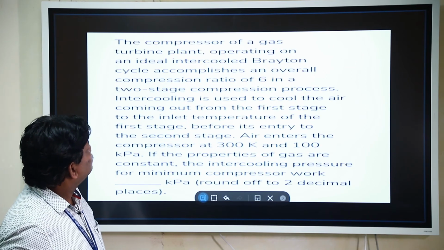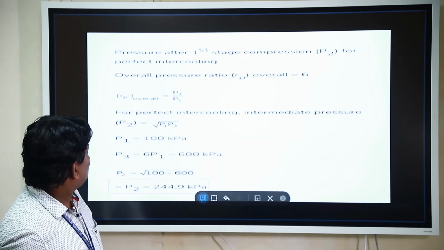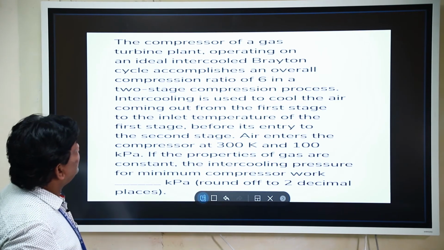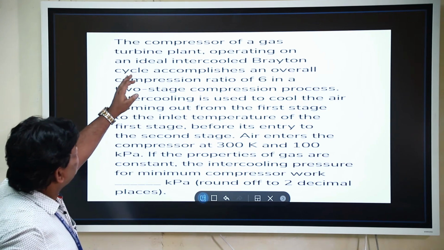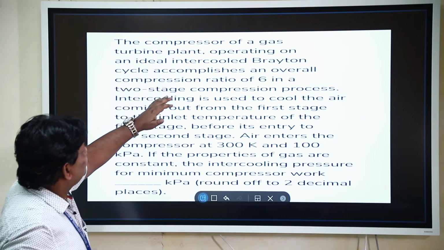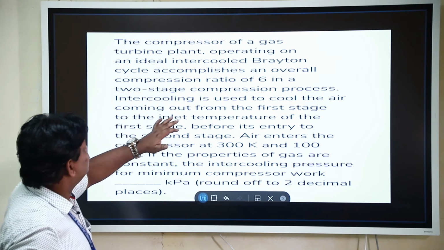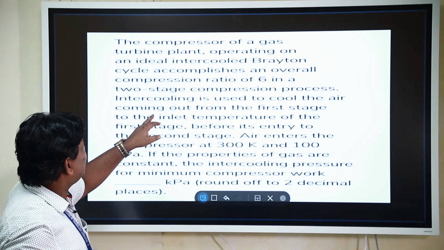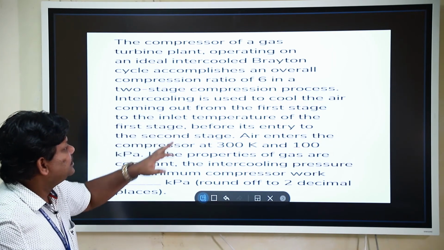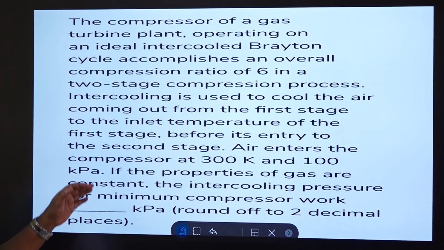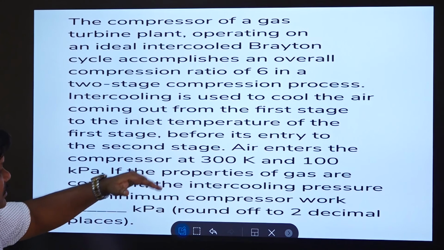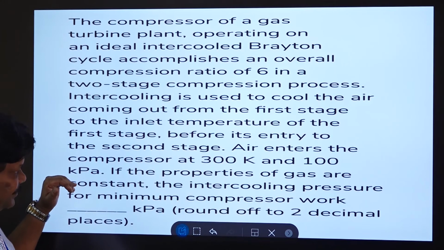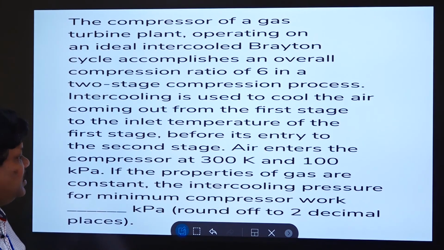Okay. The next one is, the compressor of a gas turbine plant operating on a Brayton cycle is given to you, with the overall compression ratio given, and it is a two-stage compression process. The intercooling is used to cool the air coming out from the first stage to the inlet temperature of the first stage before its entry to the second stage. So air enters the compressor at 300 Kelvin and 100 kilopascal. So T1 and P1 are given to you.